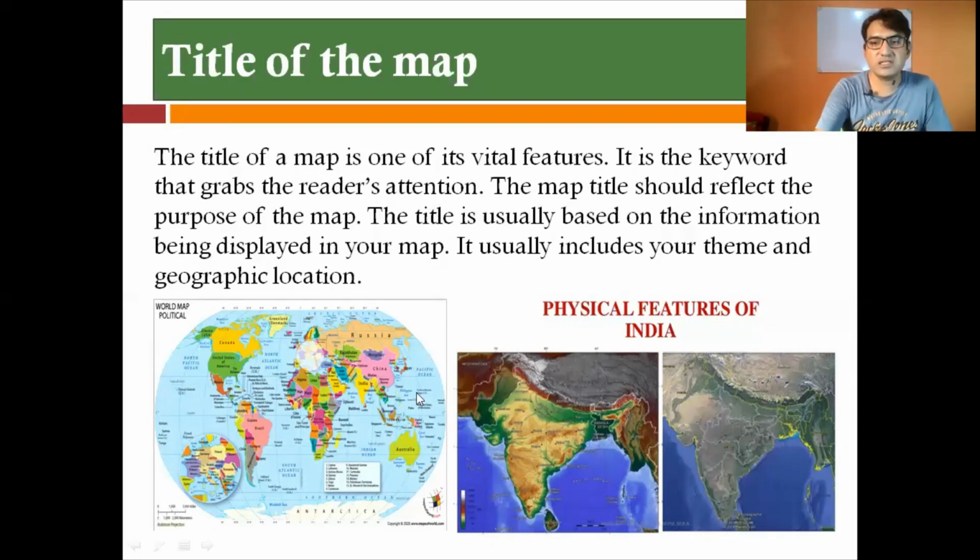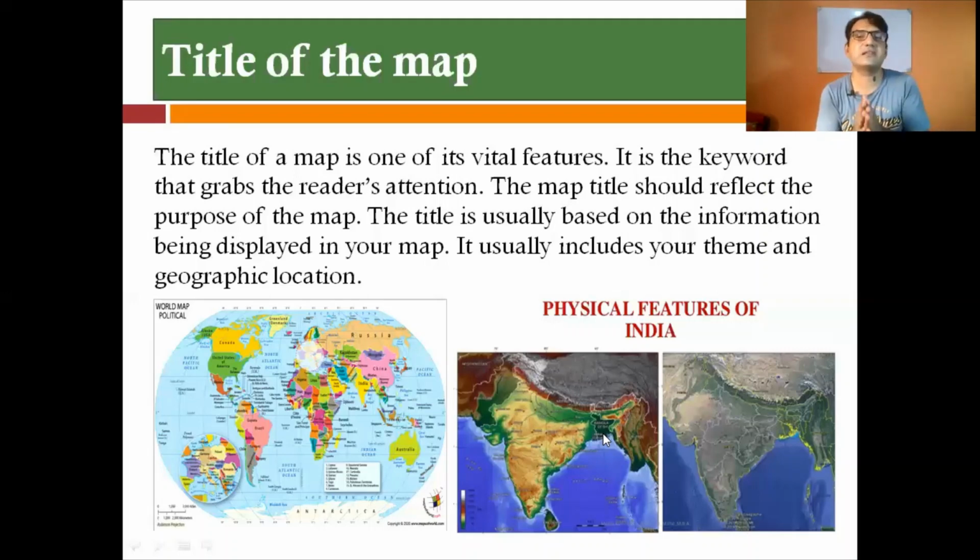So this is the theme of your map, and then the location. If you look at, I have two maps. One is the world political map. If you look at the title of the map, you can easily understand this is all about the political map of the world. And here there's another map which is telling us the physical features of India and Pakistan.